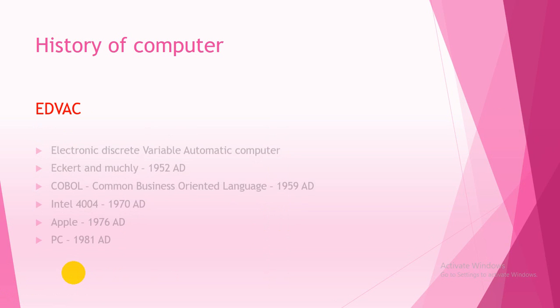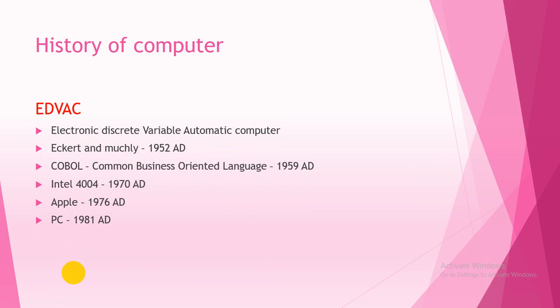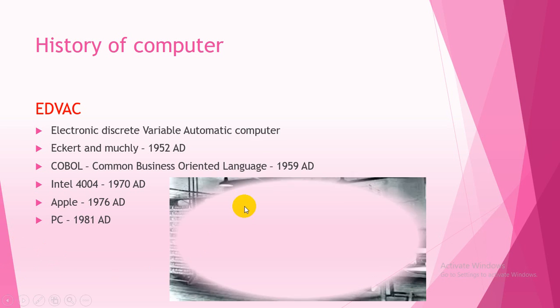And next comes EDVAC. In 1952 AD, EDVAC, Electronic Discrete Variable Automatic Computer, which also utilized the concept of stored program, was designed by Eckert and mostly with the help of A. Box. The concept of stored program allows much faster operation since the computer had rapid access to both data and instructions. And here COBOL was generated in 1959 AD.